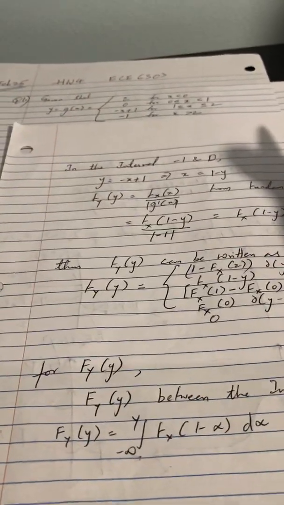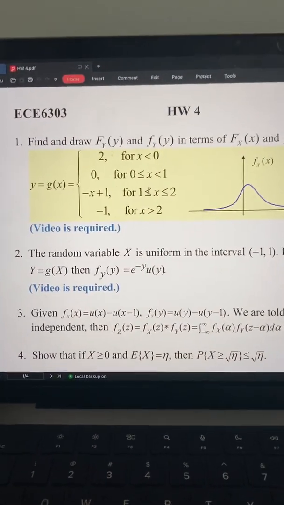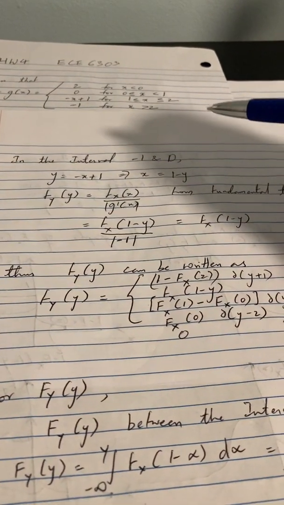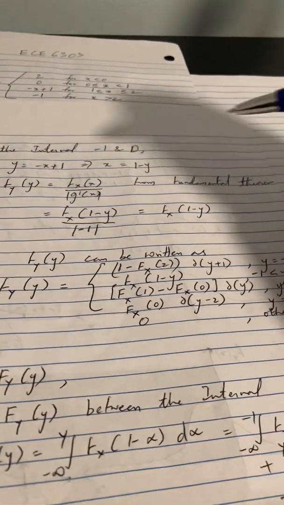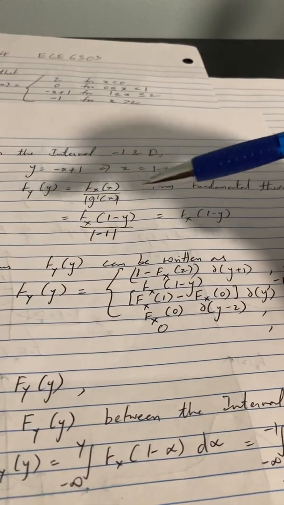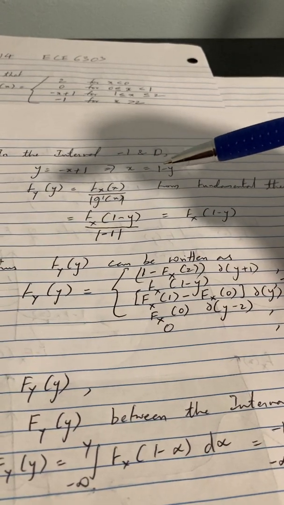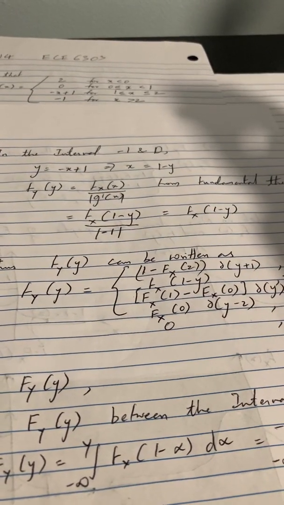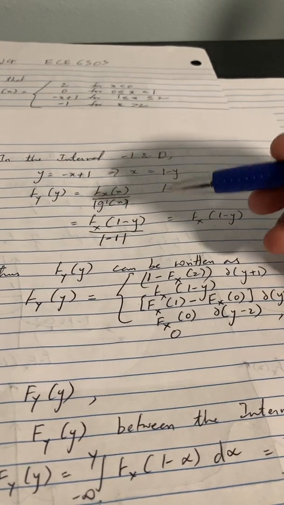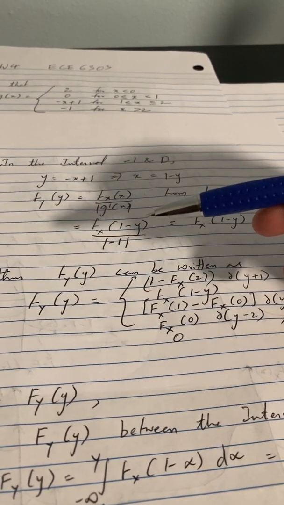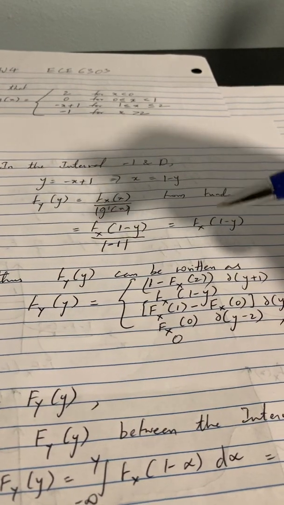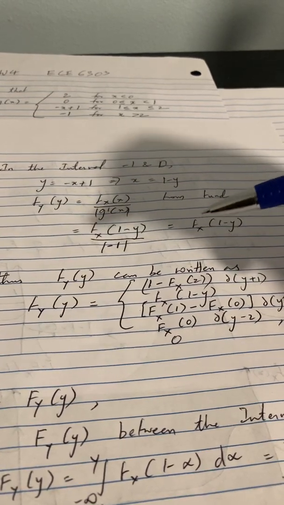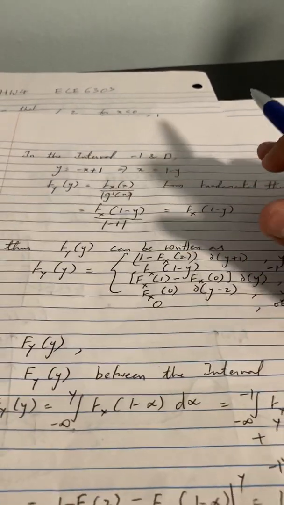From the given data, g of x between the values 1 and 2, so between -1 and 0, we can see that the density function of y can be written, from the fundamental theorem, as the density function of x divided by the modulus of the differential of g of x. Here I've substituted the value of x, which is 1 minus y, taken the differential, and applied the modulus. So it turns out to be the density function of x at 1 minus y.